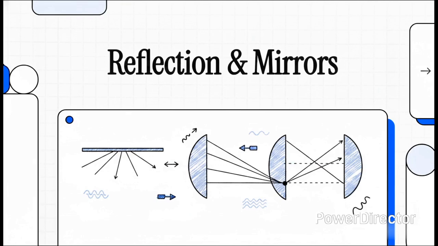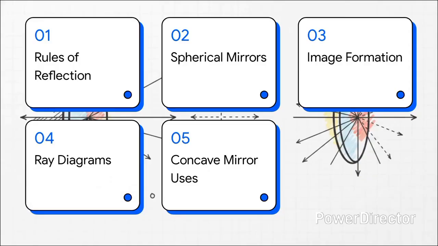Basically, we're going to explore how taking a perfectly flat reflecting surface and just shaping it into a sphere gives us this incredible power to completely manipulate light itself. Okay, let's dive into this. Here is our roadmap for today.